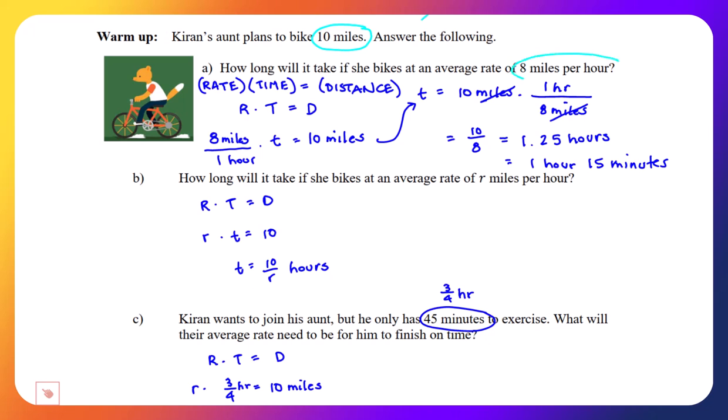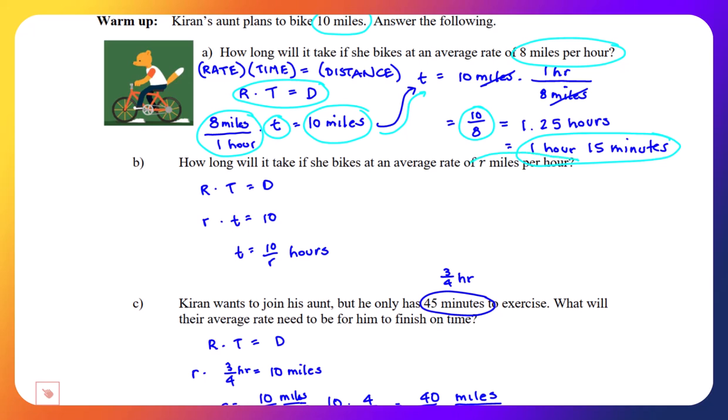And in the directions here, we have a rate, 8 miles per hour. So rate times time is distance. Here's our rate, the time we don't know, and here's our distance. To solve for t, we divide both sides by 8, and we're left with 10/8, which is 1.25 or 1 1/4, which is an hour and 15 minutes.